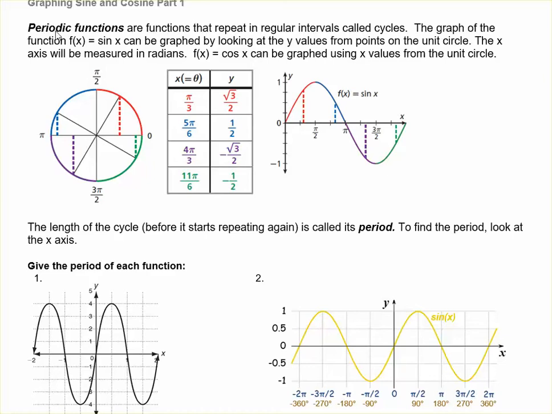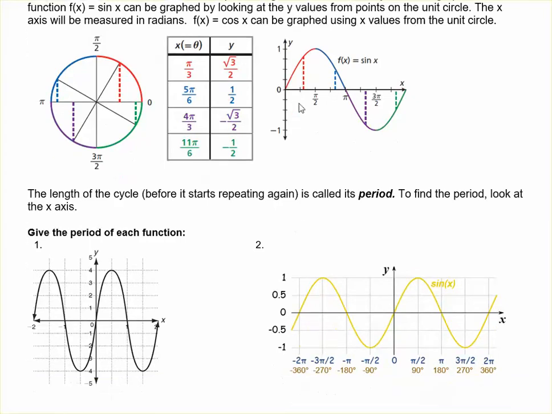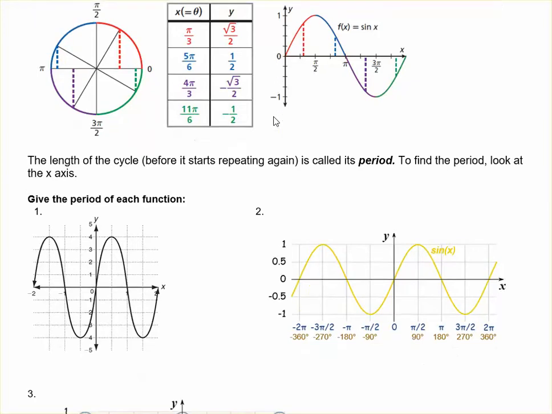All right, so here's lots of vocab in this section. Periodic functions are functions that repeat in regular intervals, called cycles. So here the sine curve is periodic because it goes to there, and then it would repeat, and it would keep going forever and ever in both directions. So that's a periodic function. And the length of a cycle is called its period. So the period is the length from where it starts to before it starts repeating.